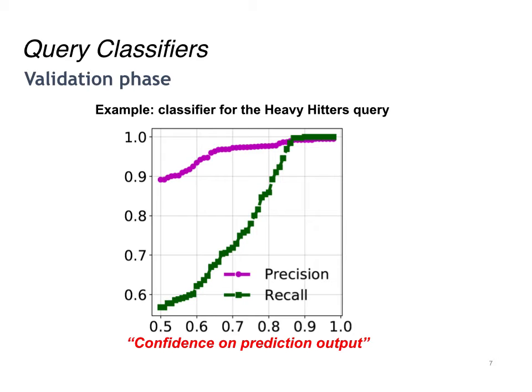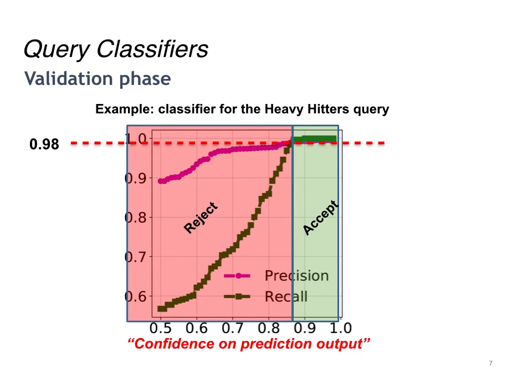Then, as shown in the figure, we measure for each level of confidence on the prediction output, here on the x-axis, the corresponding level of accuracy on the query results, and we measure the accuracy both in terms of precision and recall. Finally, based on the accuracy requirements of the query, in this slide 98% on both precision and recall, we set a threshold on the x-axis.